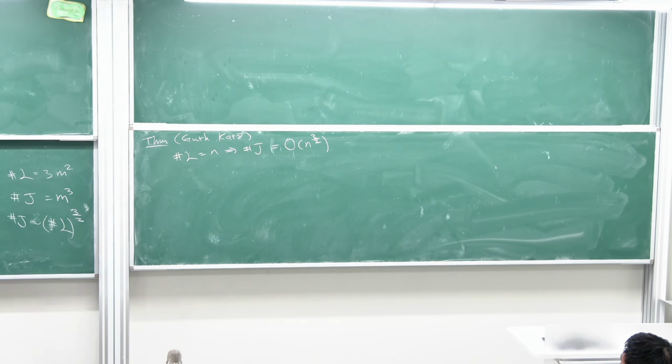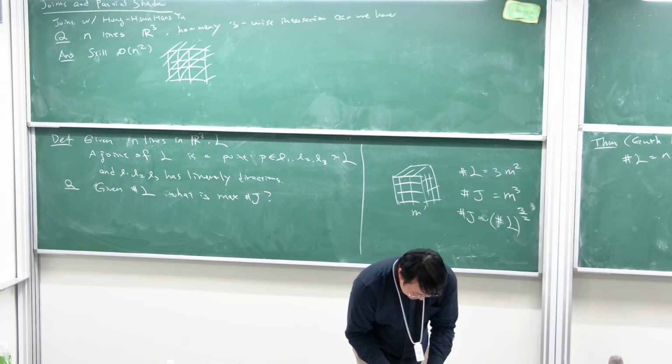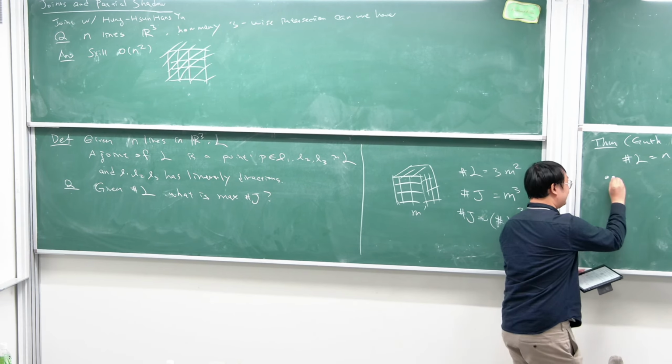And it turns out that the dimension 3 is not really important. We can generalize this to arbitrary dimension. So in higher dimensional space, in d-dimensional space, a joint is simply a point that is contained in d lines, and these d lines have linearly independent directions. And moreover, the base field is also not important. We can replace R by any field, even finite characteristic. So it turns out it's easy to generalize their argument to d-dimensional space.